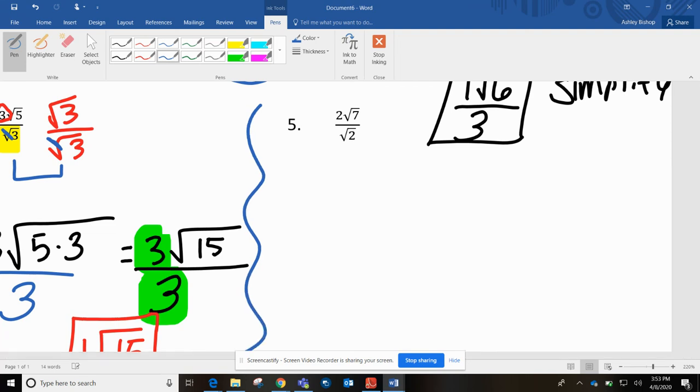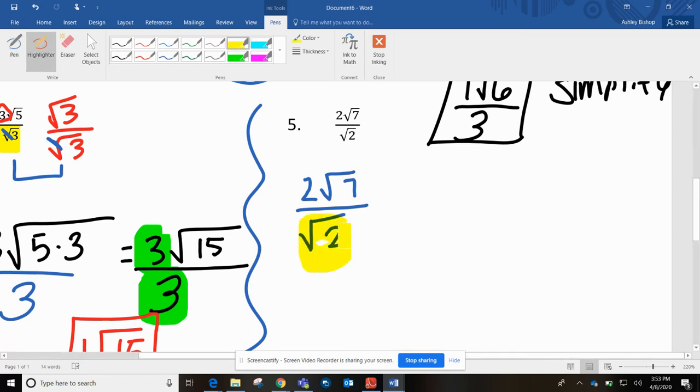So this one over here, I have 2 times the square root of 7 divided by the square root of 2. And again, I'm going to notice the issue. The issue is the square root in the bottom. And so I'm going to multiply both sides of the fraction by the square root of 2.